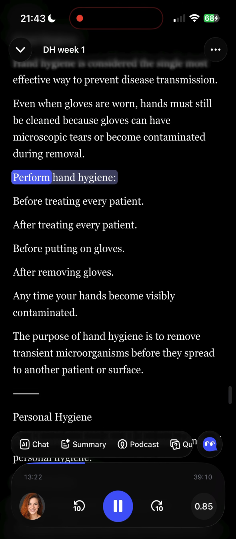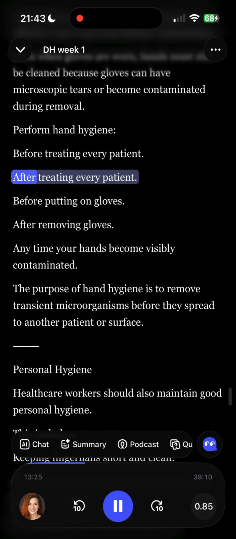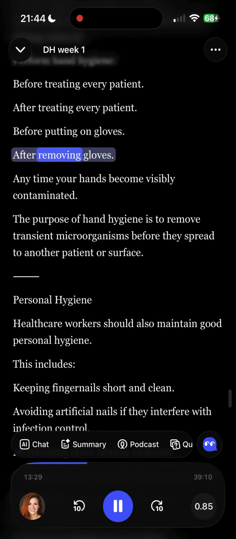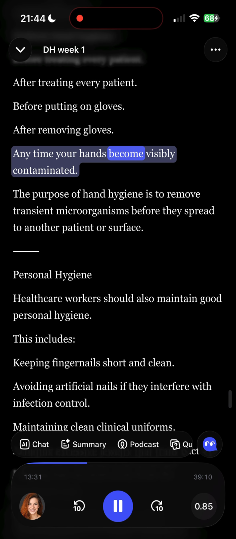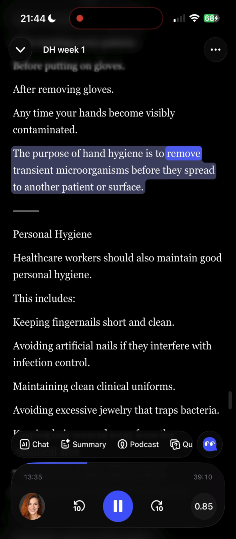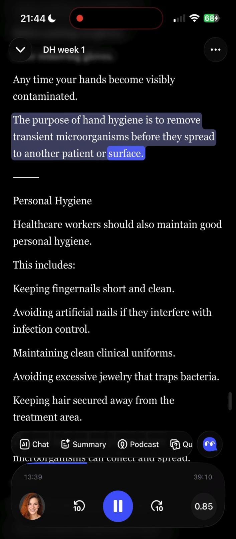Perform hand hygiene before treating every patient, after treating every patient, before putting on gloves, after removing gloves, anytime your hands become visibly contaminated. The purpose of hand hygiene is to remove transient microorganisms before they spread to another patient or surface.